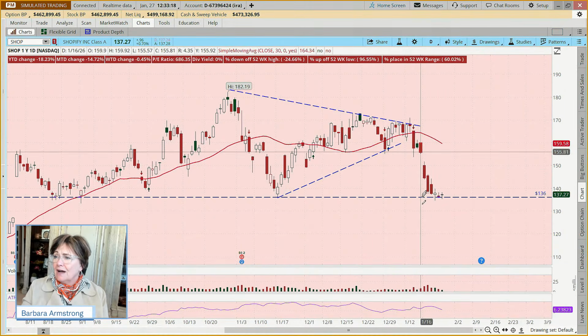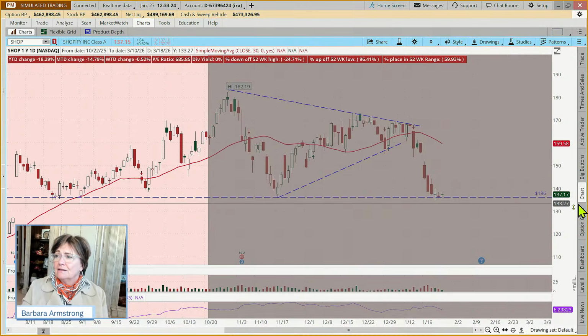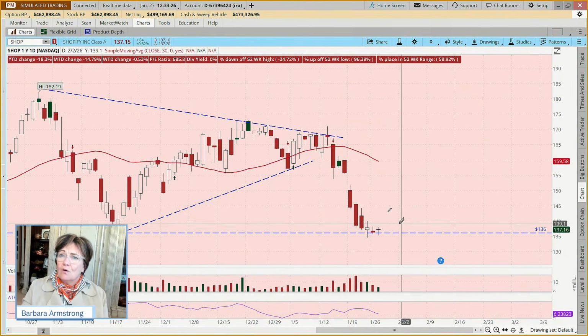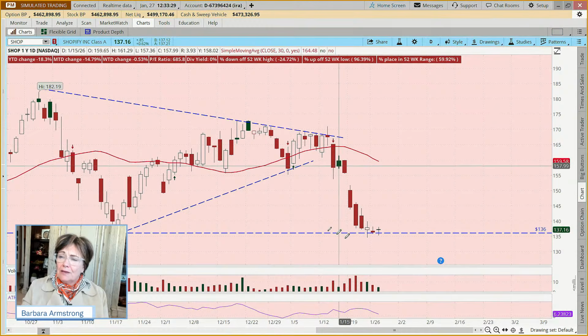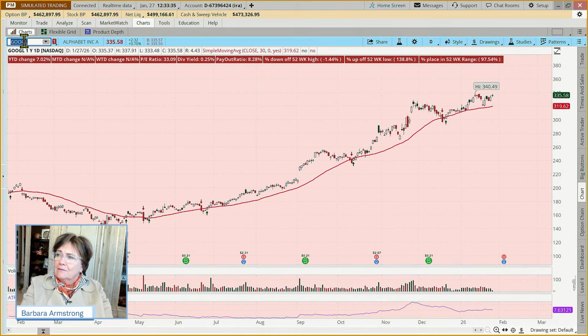Well, it might. We've got an inverted hammer here, a hammer or a doji type pattern here. So this might hold. But with the market being so bullish and other stocks like the Googles of the world, you might say, I'm looking for a trend that has been a little more consistent.